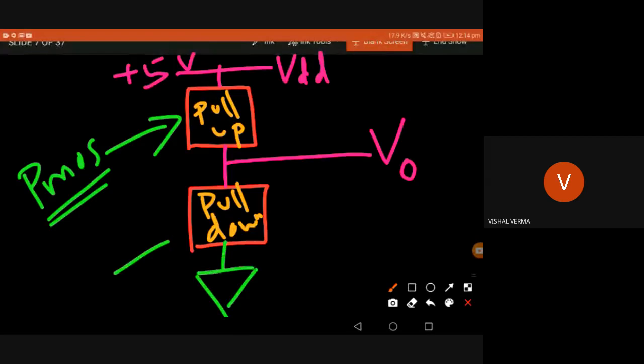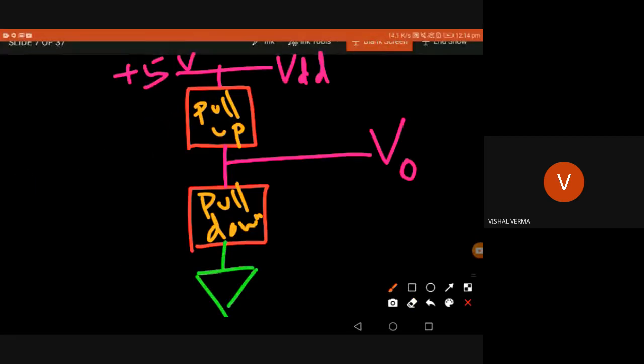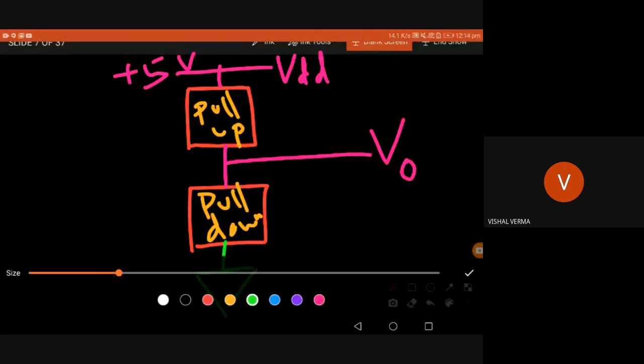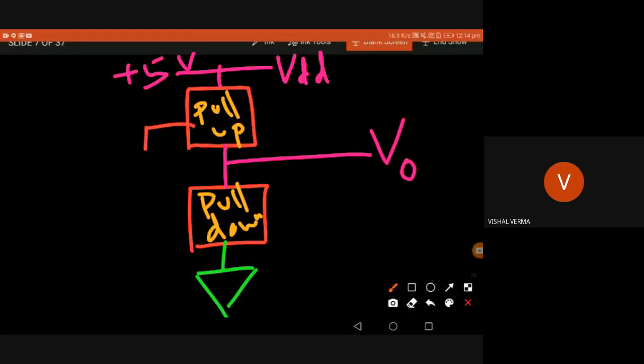The input is given to both NMOS and PMOS at the same time. That is the only thing you do. So input will be given like this. Input is given like this. Yeah, this is V input.